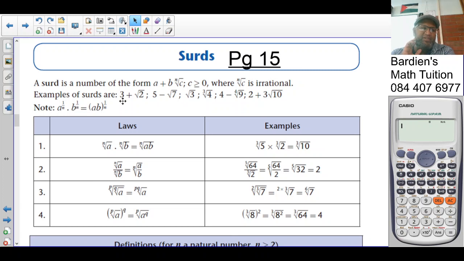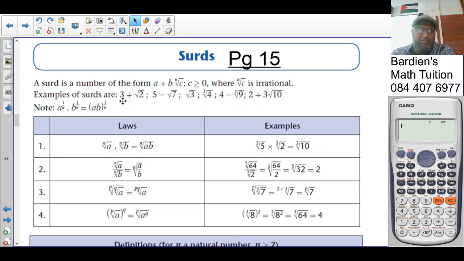Note that a to the 1 over n times b to the 1 over n can be written as... what do you notice there? That the exponents are the same, not so, and we're multiplying. Then we can write it as one power of ab raised to the exponent 1 over n. There they're refreshing your laws of exponents that was done last year.